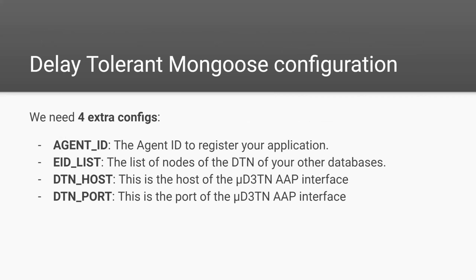Okay, so the configuration it needs is these 4 things. The agent ID is the ID of your application. The EID list is the list of IDs of your other instances of your application. And the host and the port of micro-DTN for the AAP, in order to send and receive messages.